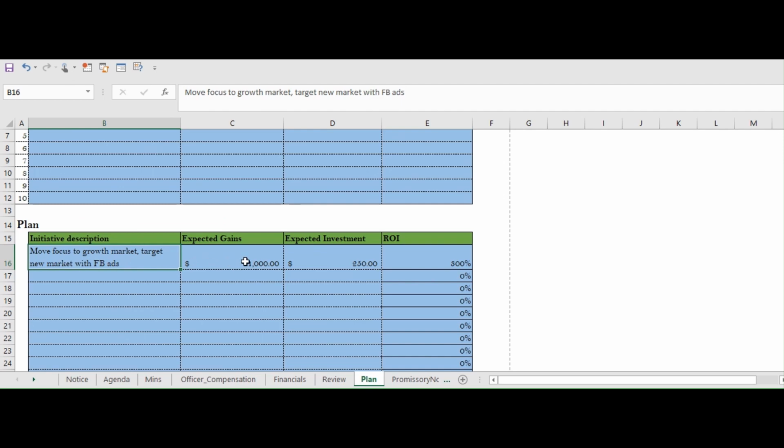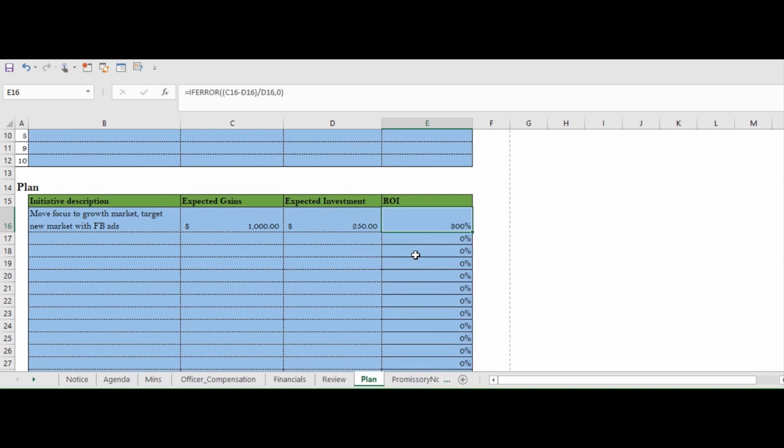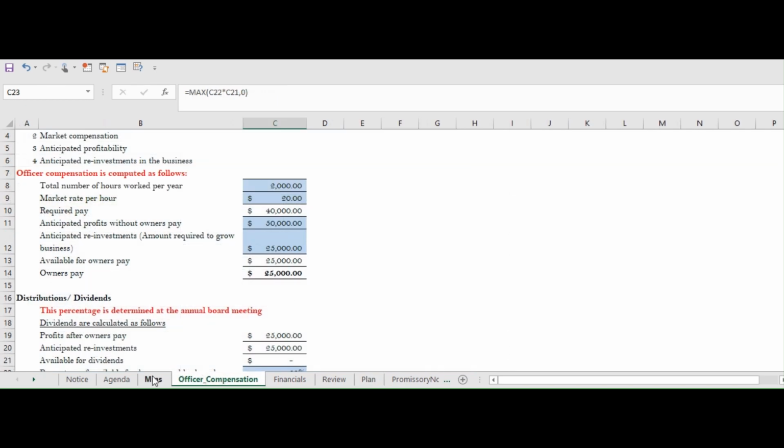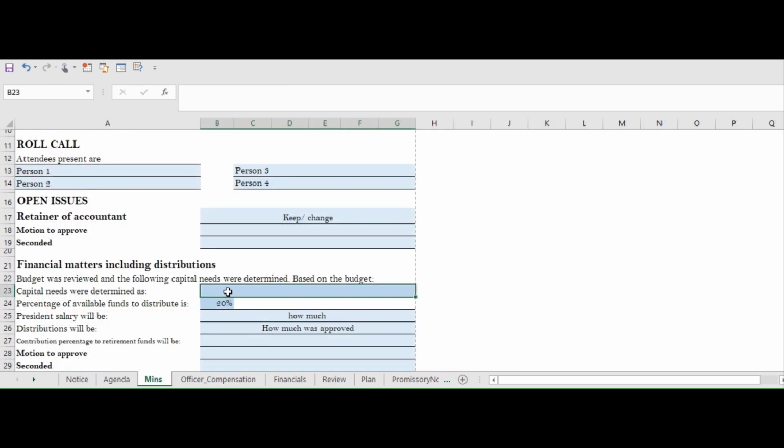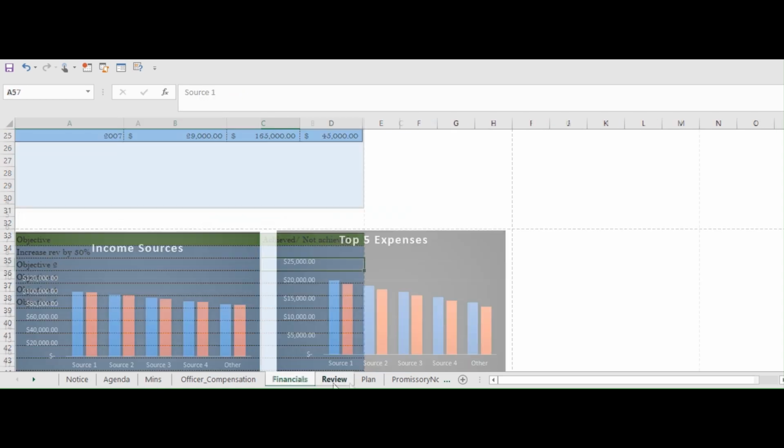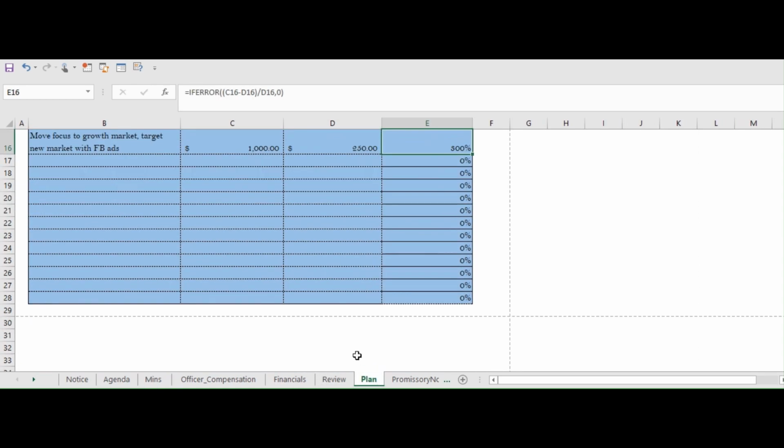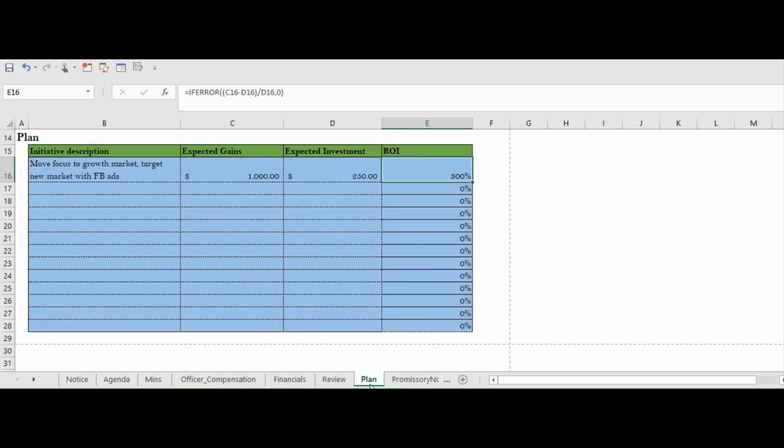What's the plan? What are the expected gains? How much investment is required? What's the ROI? Based on this is how you determine how much you need to reinvest back in the business. So going back here where it says capital needs were determined, you determine that here in your plan, that those are your capital needs.